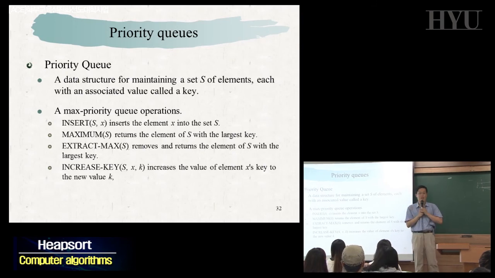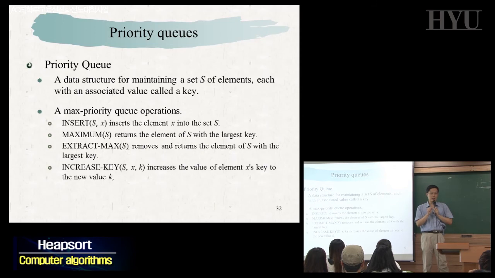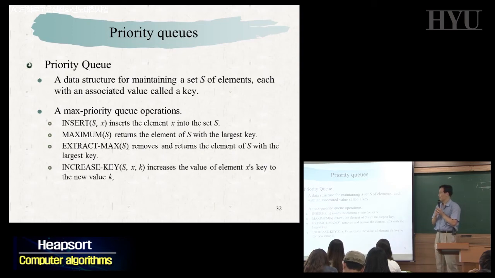But the priority queue is a little bit different. Only the key with highest priority is out. So keys have priorities, and the highest priority key comes out. So there are 4 main operations for priority queues, like this.